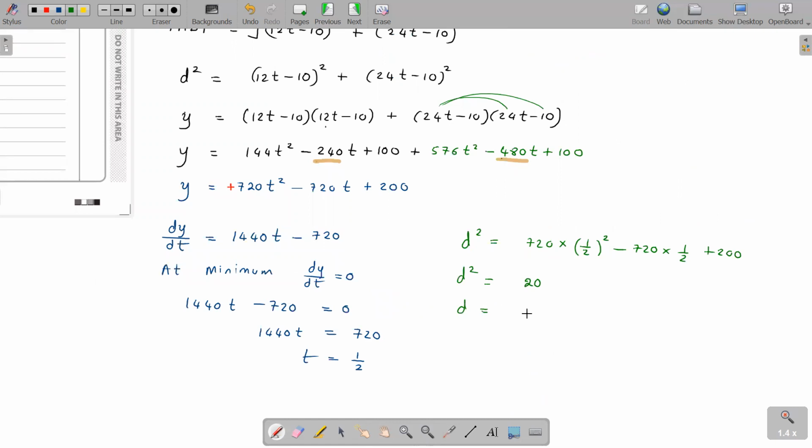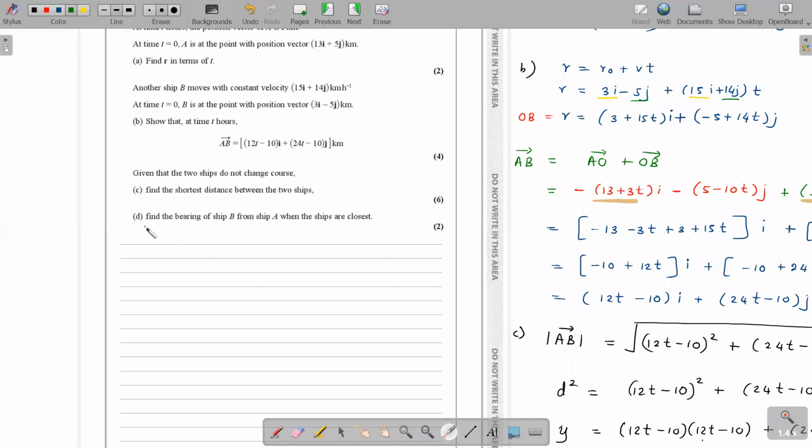So the distance is root 20, which gives you how much? 2 root 5. This comes in kilometers because everything in our question was in kilometers per hour. Time comes in hours while distance comes in kilometers. Okay, 2 root 5. Do you understand? So this is the shortest distance.